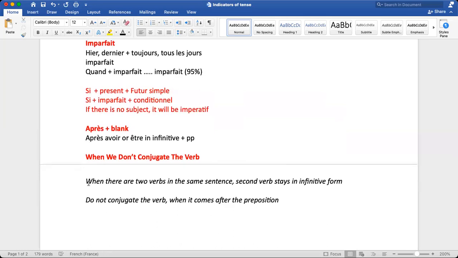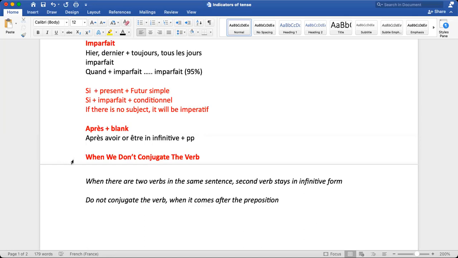Now, après. If après is followed by a blank, what would you do? Actually, when there is a preposition, we do not conjugate the verb. We write the infinitive form of the verb. So après is a preposition. You will write the infinitive form, but after après, you will use passé composé only. So in passé composé, être or avoir would come in infinitive form plus past participle. We will see the example too.